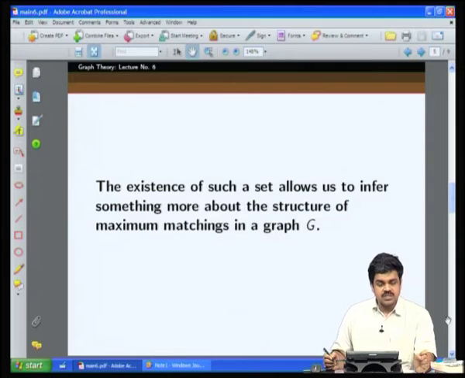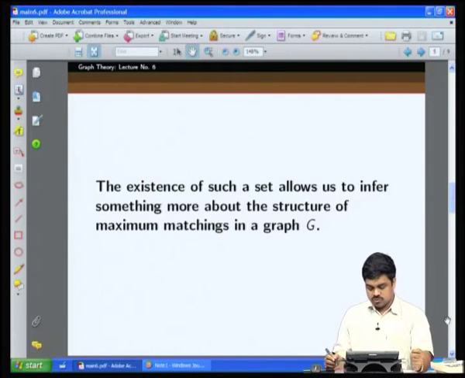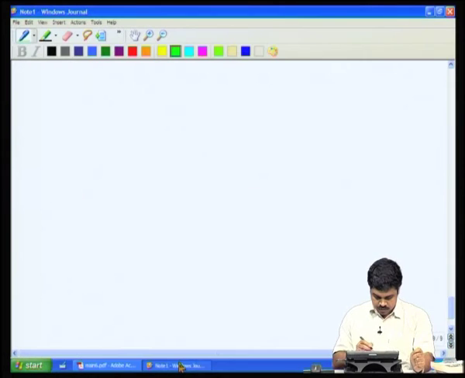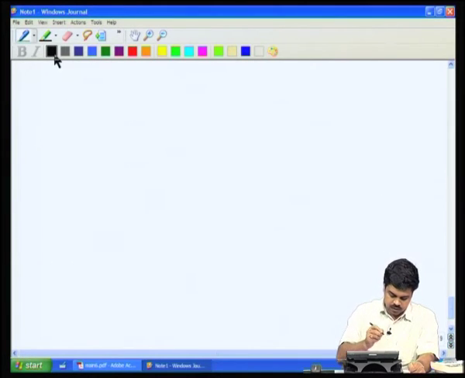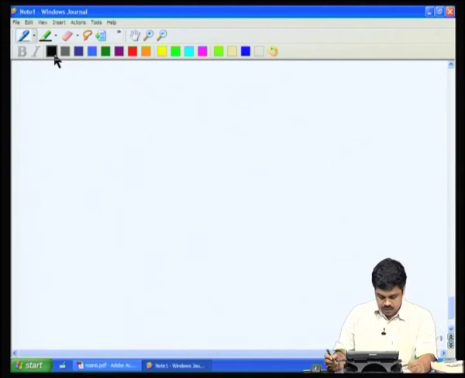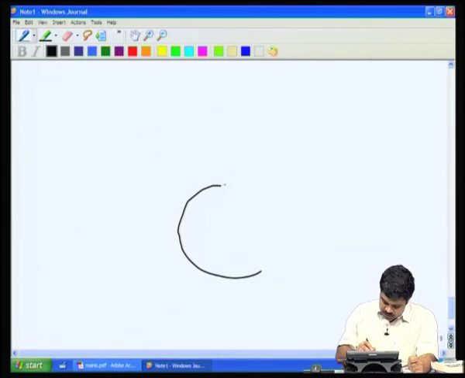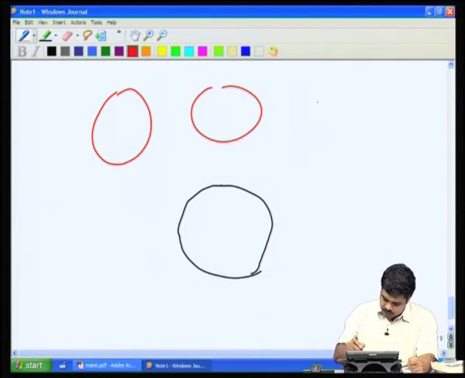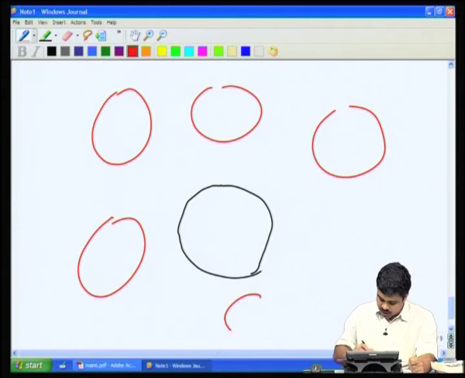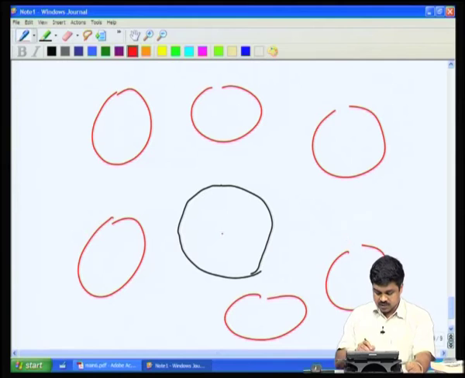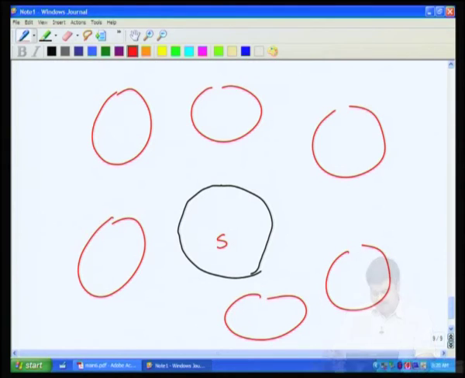Not only that, if such a set S exists, then we can tell a little more about the structure of maximum matchings in G. So, what can we tell about the maximum matchings in this? Suppose this is a set S which has these two properties, and these are all its components. Remember, these are all factor critical components of G minus S. Now you give me any matching M.